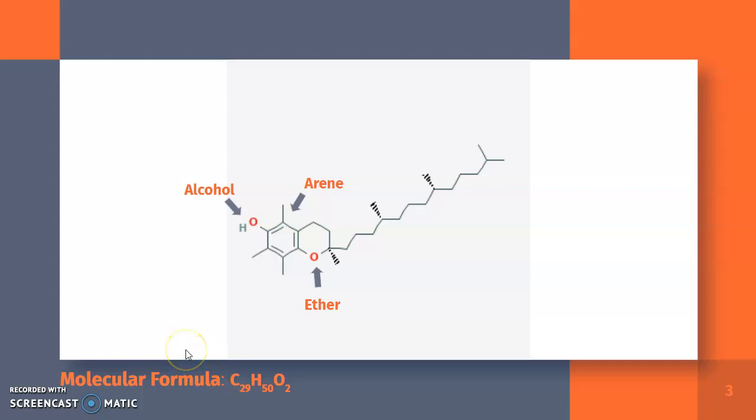Moving on to the next slide, this is the general molecular structure of vitamin E. As demonstrated with the multiple methyl groups at R1, R2, and R3 of the arene ring, alongside its fatty acid tail, the tocopherols and tocotrienols demonstrate lipid solubility. The alcohol at the end of the arene ring helps to contribute to its high boiling point due to its hydrogen bond.